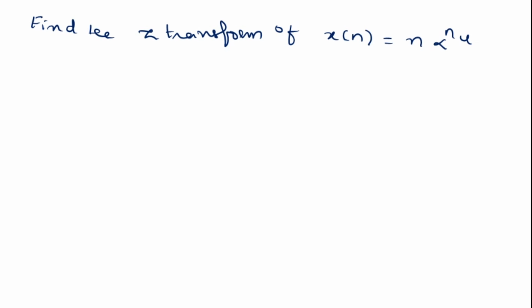Find the z transform of x of n is equal to n into alpha to the power n into u of n using appropriate properties.